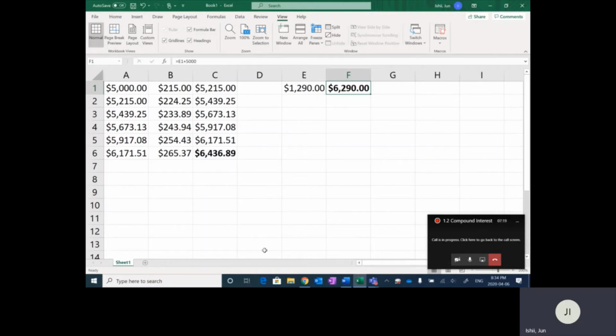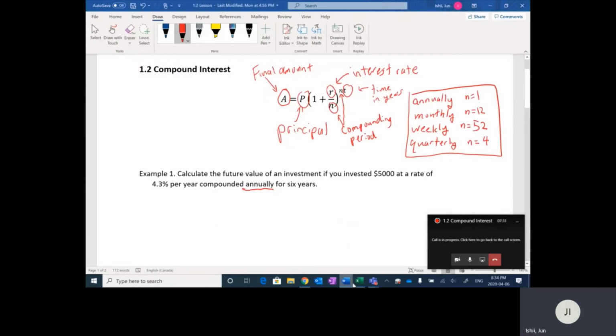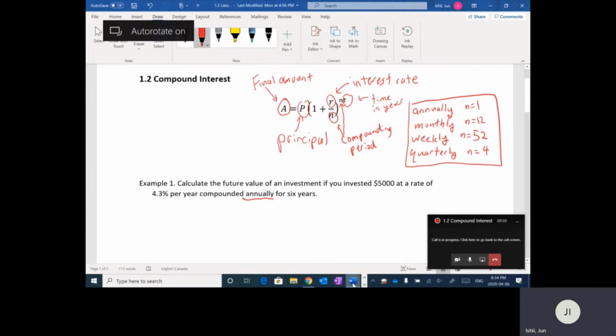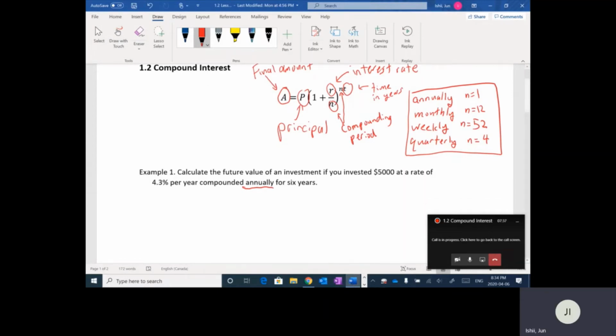Now, the good thing about the formula is that we don't actually have to fill out this whole chart. We can get to this answer through a calculation. So that's what I'm going to do now. I'm just going to switch back over and adjust the screen here.